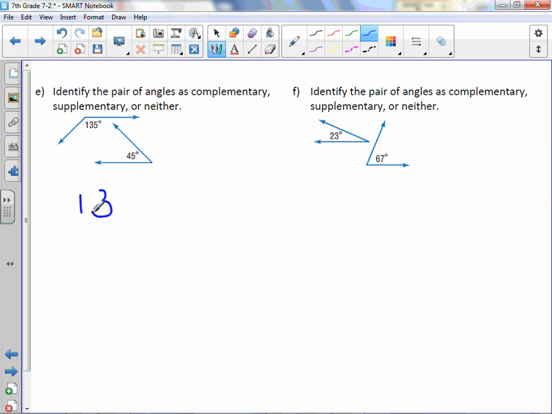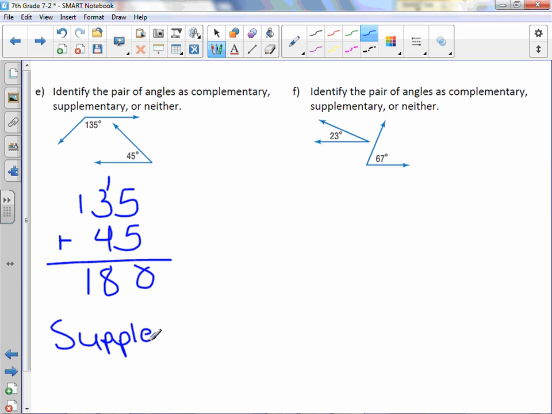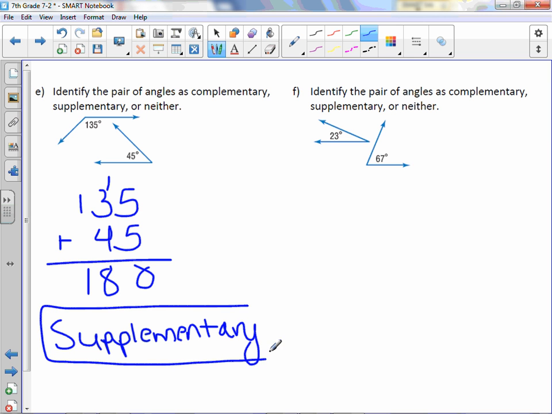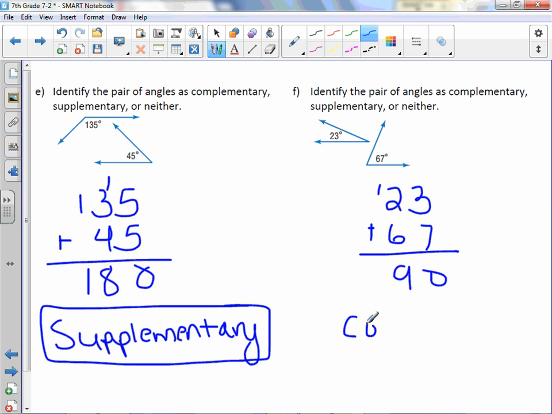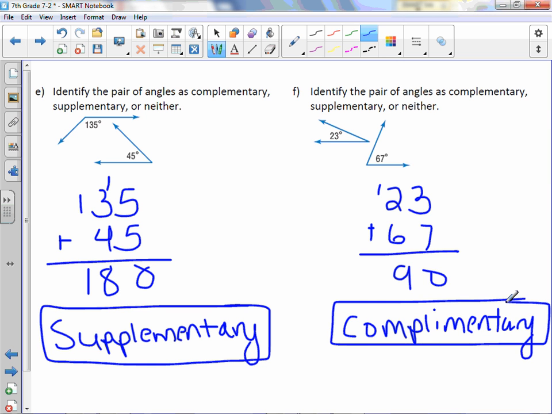Letter E, add them up. They equal 180, therefore supplementary. Letter F, they add up to 90, therefore complementary. And that's that page.